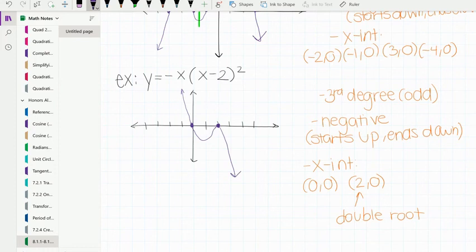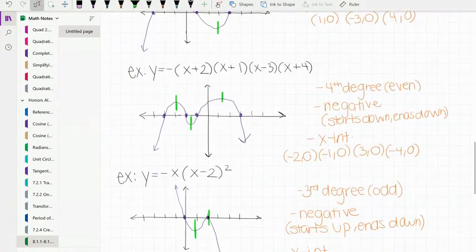So let's see if this makes sense. Well, we still technically have 3 x-intercepts for a degree of 3, and we still have 2 turning points when we have a degree of 3. Okay, so this is how you sketch polynomials in factored form.